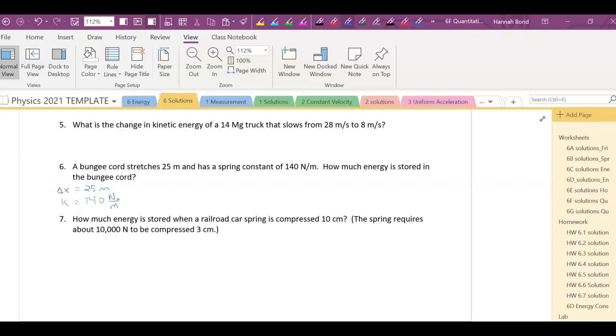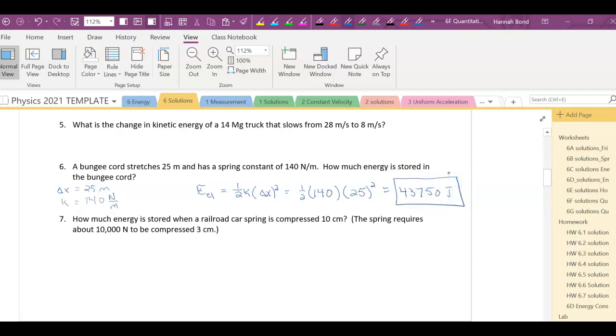We'd like to know how much energy is stored in the bungee cord. This is kind of a snapshot calculation. Right now, while it's stretched 25 meters, how much energy is stored in it? So to calculate that elastic potential energy, I need to take 1/2 of the spring constant and multiply that by the square of the displacement. So 1/2 times the 140 newtons per meter times the 25 meters squared. And we would see that it's 43,750 joules.